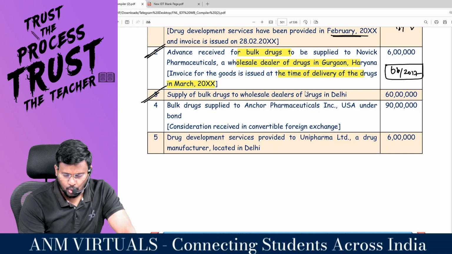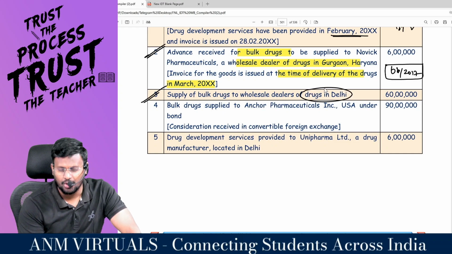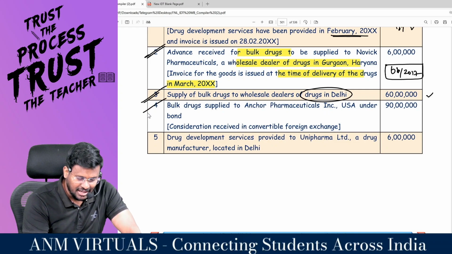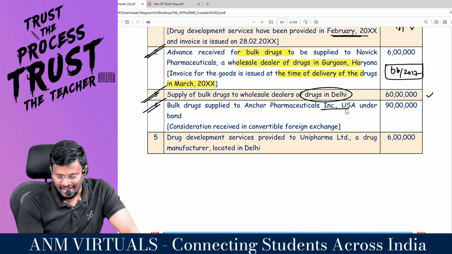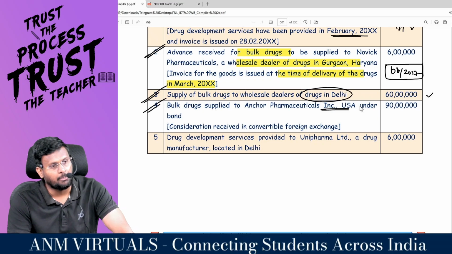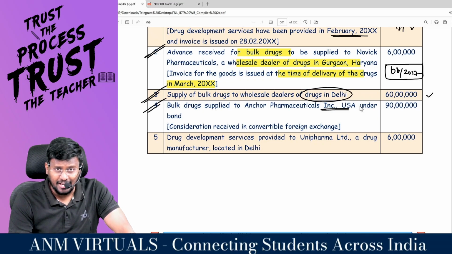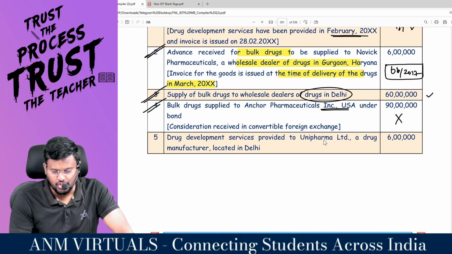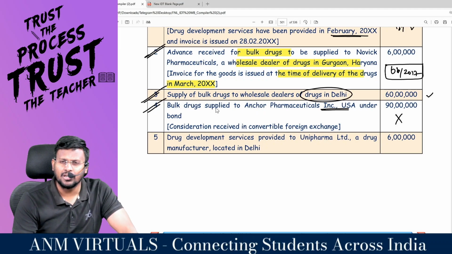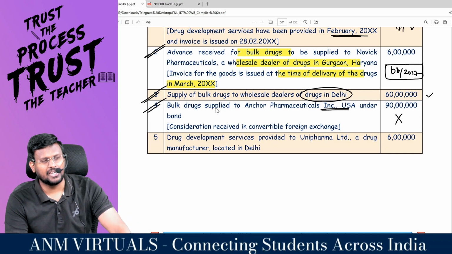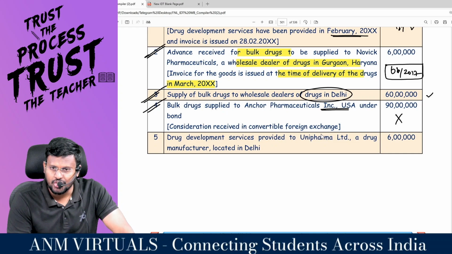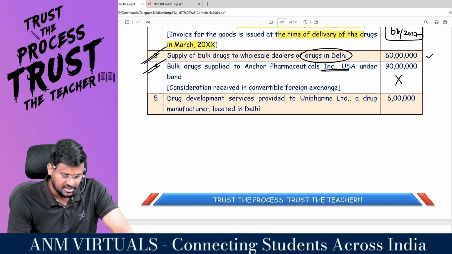Supply of bulk drugs to wholesale dealers of drugs in Delhi, normal intra-state supply, collect the tax. Bulk drug supply to A Pharmaceutical Incorporation, USA, under bond or LUT. So they have done export, ZRS, under bond or LUT option. No need to collect the output tax. Consideration received in convertible foreign exchange? Since this is goods, there is no such condition that consideration should be received in convertible foreign exchange. Even though this line is not there in the question, still no need to pay any tax.